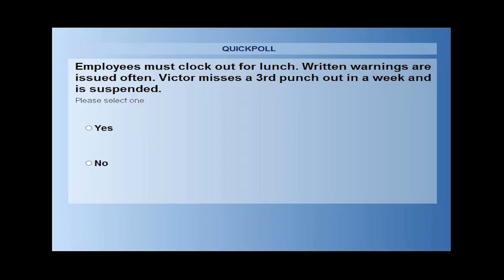Okay, so management has a rule that employees must clock out when they leave the company property for lunch. They consistently issue written warnings for failure to punch. Victor misses a third punch out in a week and he's suspended. There is just cause to issue discipline, yes or no?